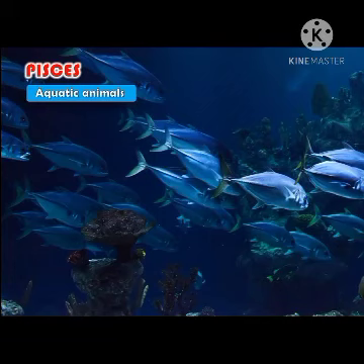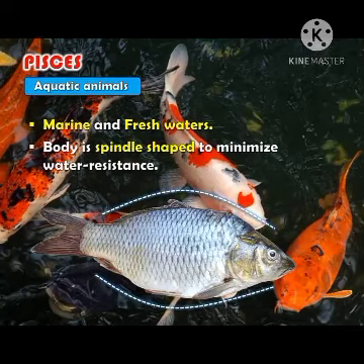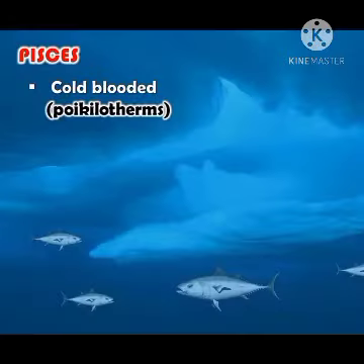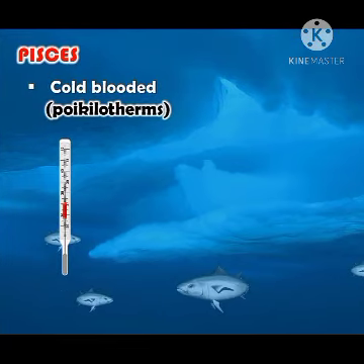Now let's see the second class, class Pisces. They are aquatic animals. They are marine as well as freshwater animals. Body is spindle shaped to minimize the water resistance. Because of it, they can cut water and swim easily. They are cold-blooded, that is poikilotherms. It means they can change the body temperature according to the surroundings.